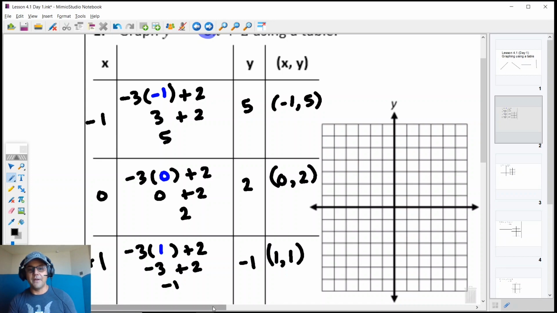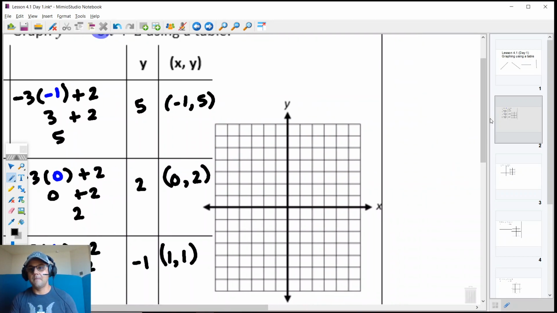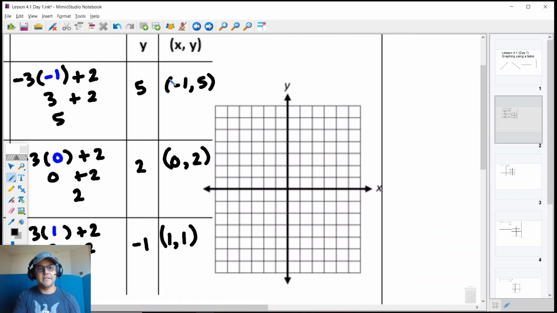Now, if you remember from your data table, x is the input, y is the output. So I'm going to work with my x values, or my input, first. I'm going to start at the origin, which is 0, 0, and I'm going to work with my x, which is the left or right movement. So look at my first number, x is -1. So I'm going to start at the origin, and I'm going to count left 1 because it's -1. If 0 is here, positive 1's are to the right, negative 1's to the left. So I'm going to pause there.